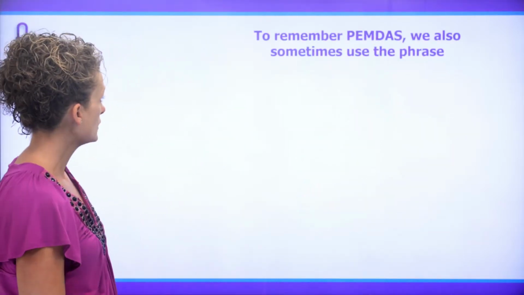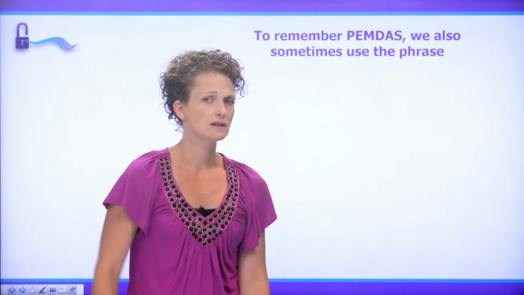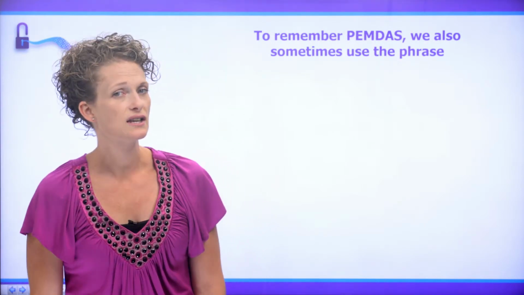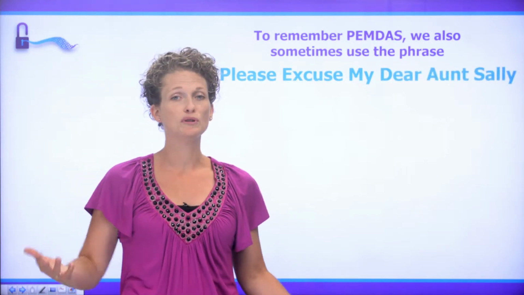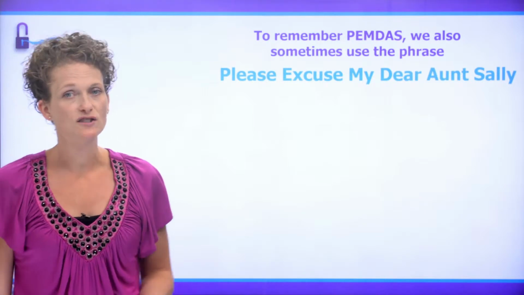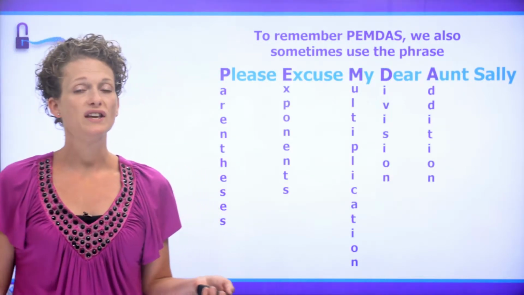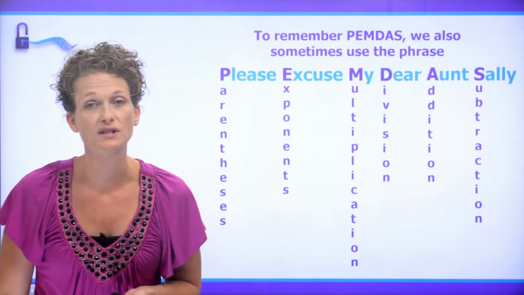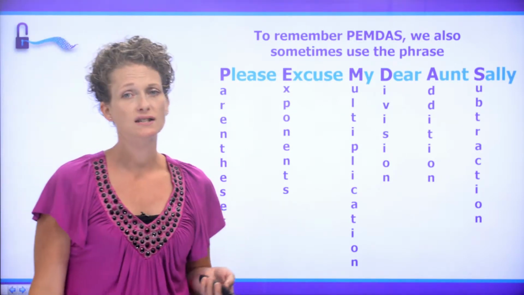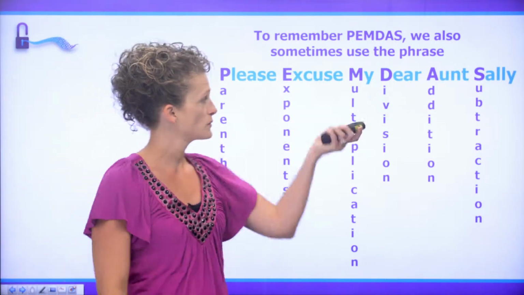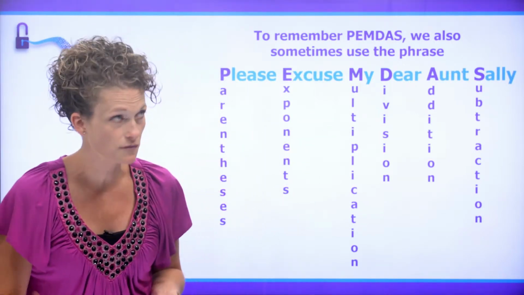So how does that work? Well, sometimes people like to use different things to help them remember. And one of the things that you may or may not have heard is something called please excuse my dear Aunt Sally. And I actually kind of like it, so I say it to myself. It just simply is a way to remember that P stands for parentheses, E stands for exponents, M is multiplication, D is division, A is addition, and S is subtraction. So that's where please excuse my dear Aunt Sally comes from.